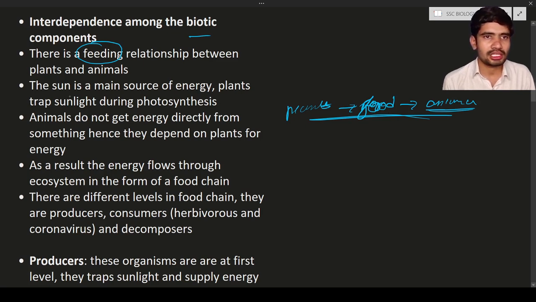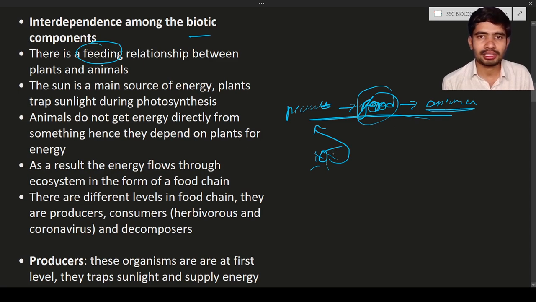Here the sun is the main source. The sun produces energy, and this energy is taken by the plants. With the help of the sunlight, the plants produce the food material. And animals do not get energy directly from the sun. So how are they getting it?